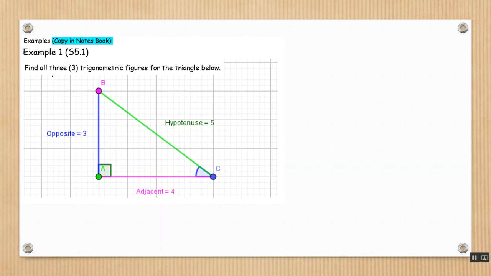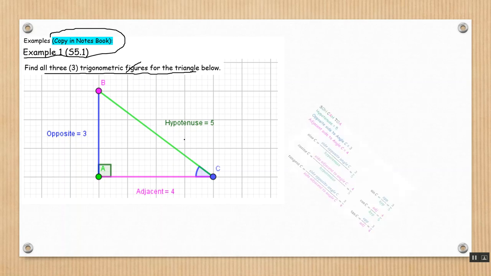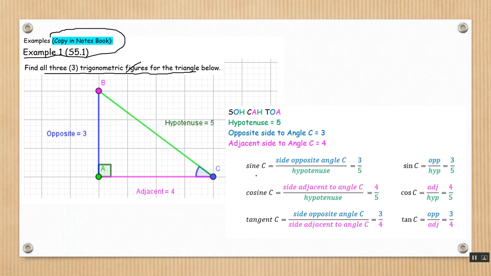So for example 1, which should go in your notes book, we need to find all 3 trig ratios. It should be ratios. Sin C, so we're still looking at this angle, is the opposite number, which is 3, over the hypotenuse. So we get 3 over 5.